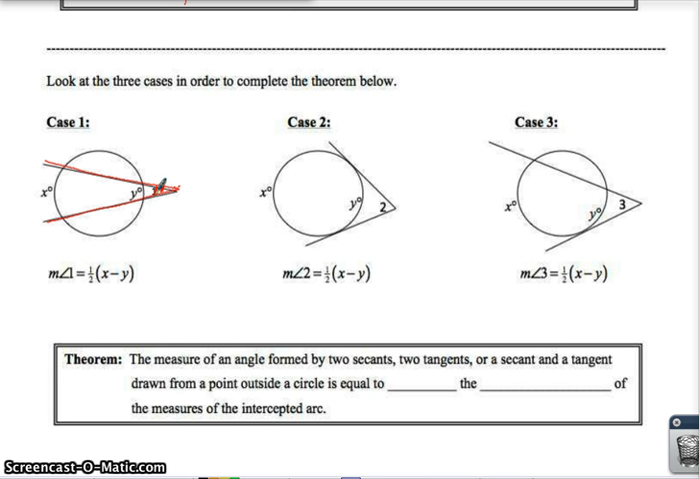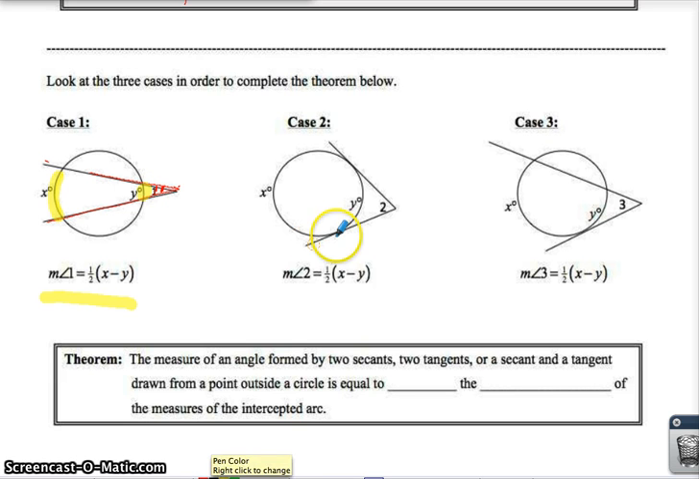But then you can see we have arc X and we have arc Y. So here's arc X, and then we have arc Y. In order to get this measure, we're going to take the bigger arc, which is arc X, and subtract the smaller arc, which is Y, get that difference, and then take half of that measure. So this is with two secants intersecting.